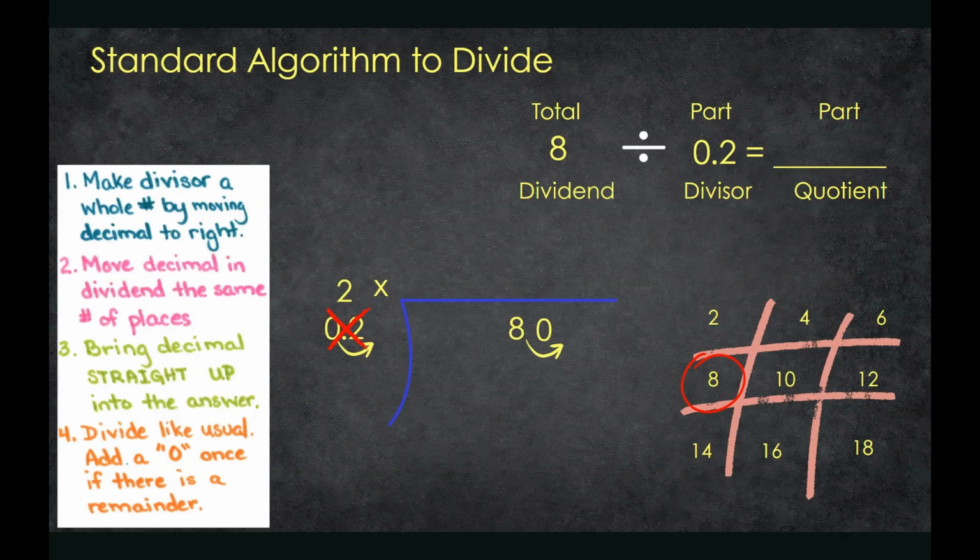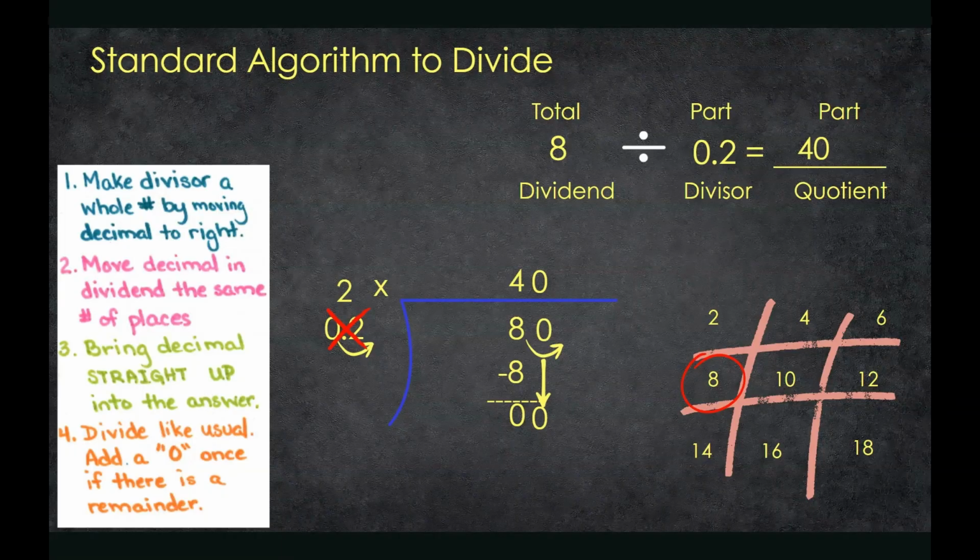So how many groups of 2 go into 8? There are 4. We multiply that out, and then we subtract 8. We have a remainder of 0. We bring down our other 0. And how many groups of 2 go into 0? Well, the answer is 0. So our quotient is 40.